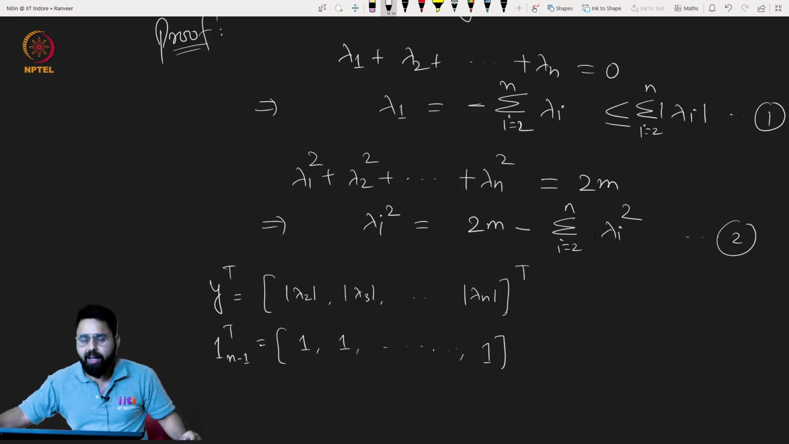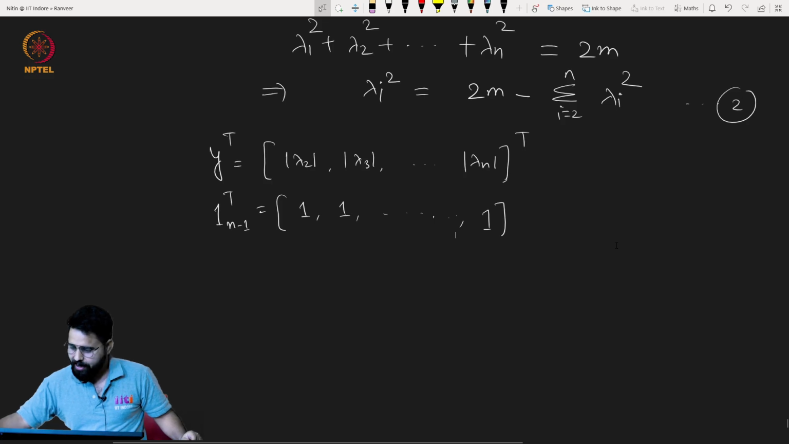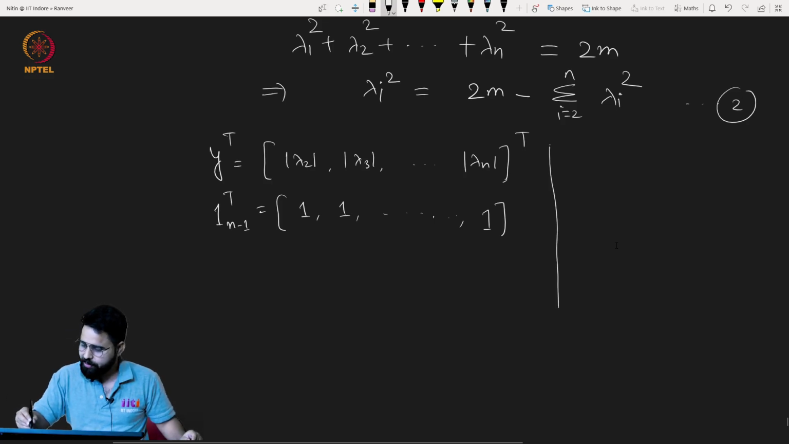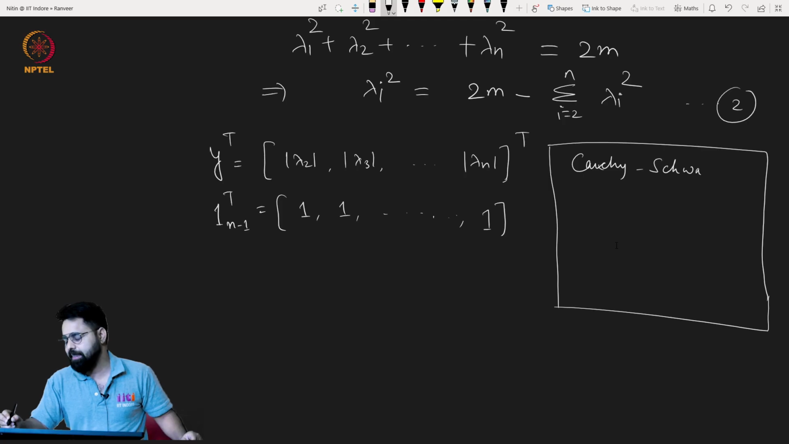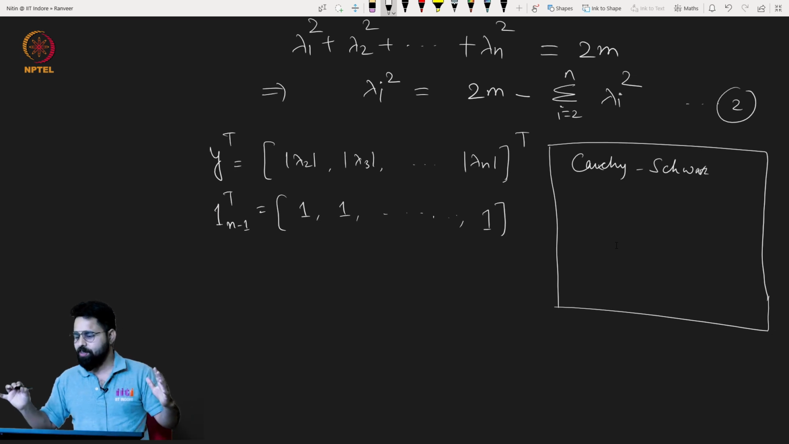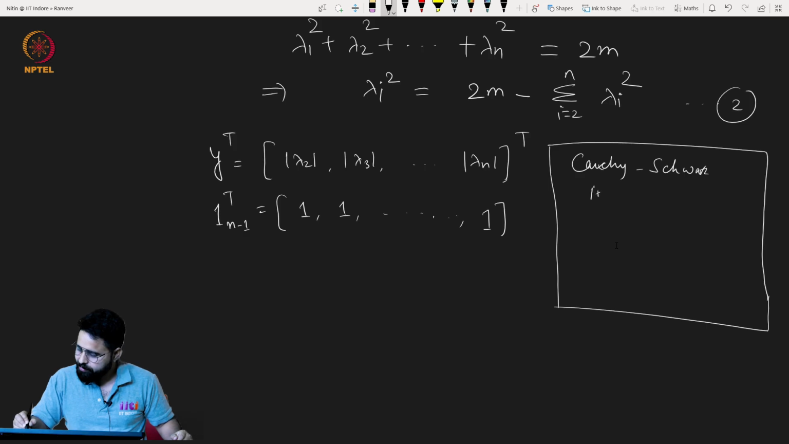But before that, I need to use a famous inequality that we call the Cauchy-Schwarz inequality. Let me write it here. I hope I wrote the spelling of Schwarz correctly. Anyway, please check the spelling.